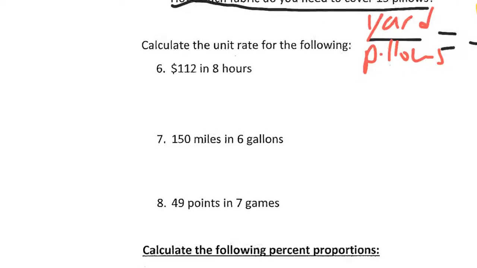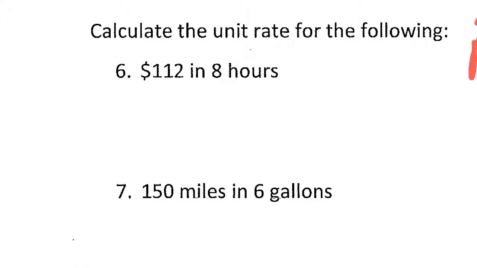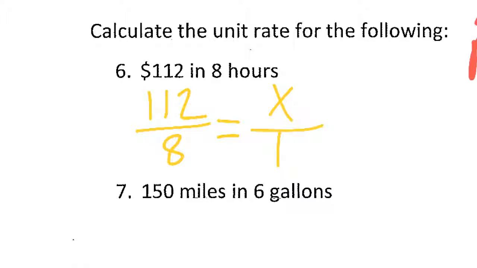6, 7, and 8, pretty much the same gig as before. You can do words known, unknown. So number 6, it says $112 in 8 hours. We are trying to find the unit rate. How much for 1? So it would be my 112, really just 112 divided by 8. If you prefer the proportion, it's going to be x over 1 because we are solving for 1 hour.